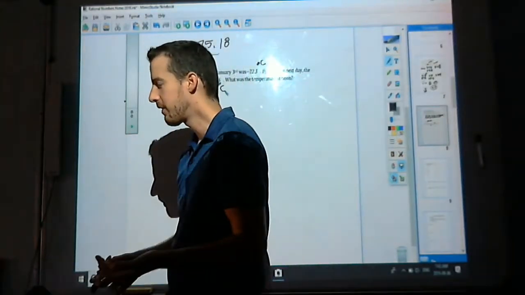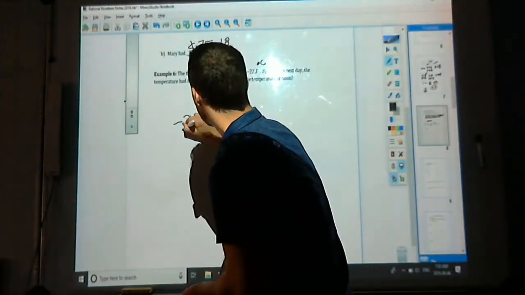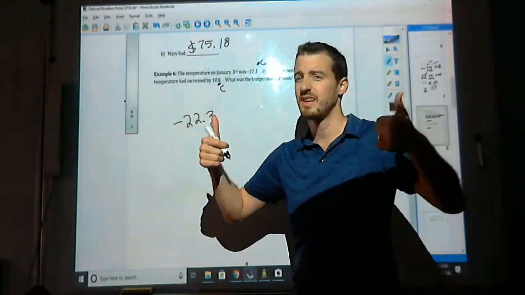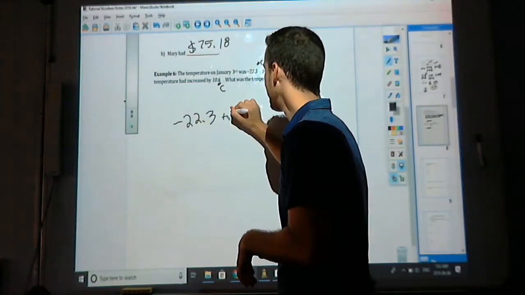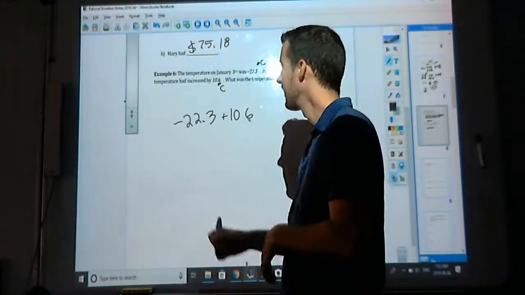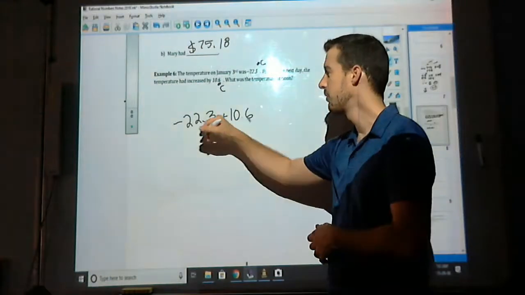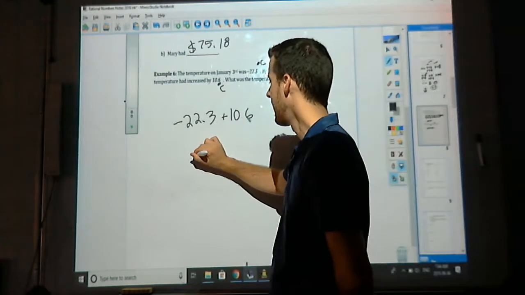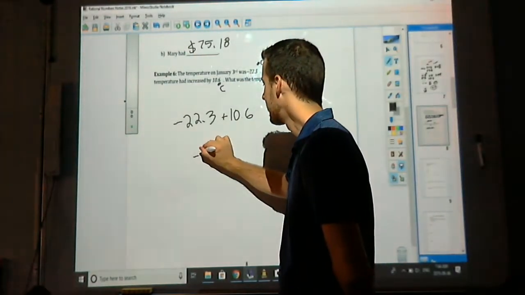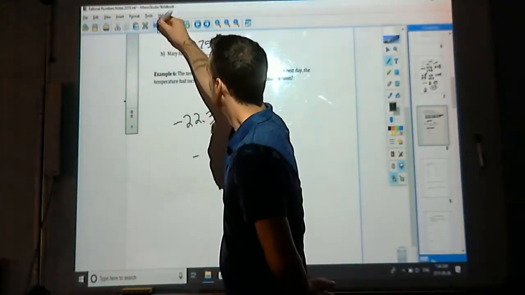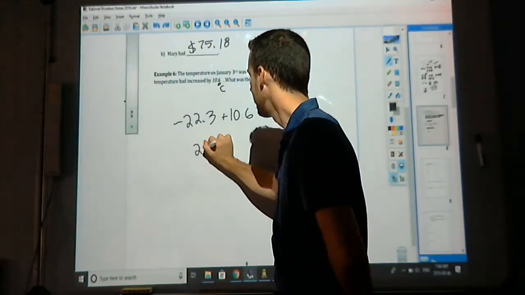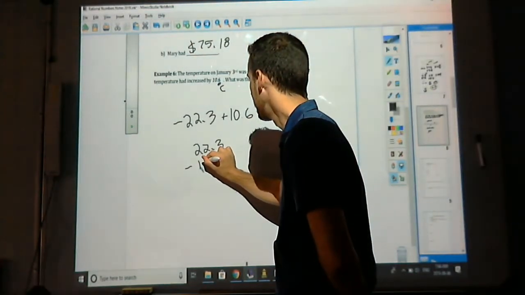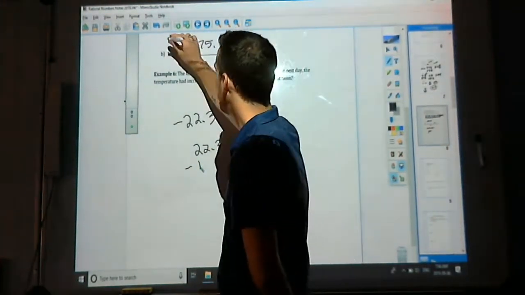Okay, so how do we think of this? Well, we started at negative 22.3 and we increased. Usually when we're increasing, it's going to be an addition, a positive number, right? So we're going to add 10.6. What's the temperature? Well, all you have to do is put these numbers together. How do we add or subtract decimals? We line the decimals up, okay? So here we're going to start at minus 20, well, what we'll do is 22.3 minus 10, well, we're going to go back, guys.